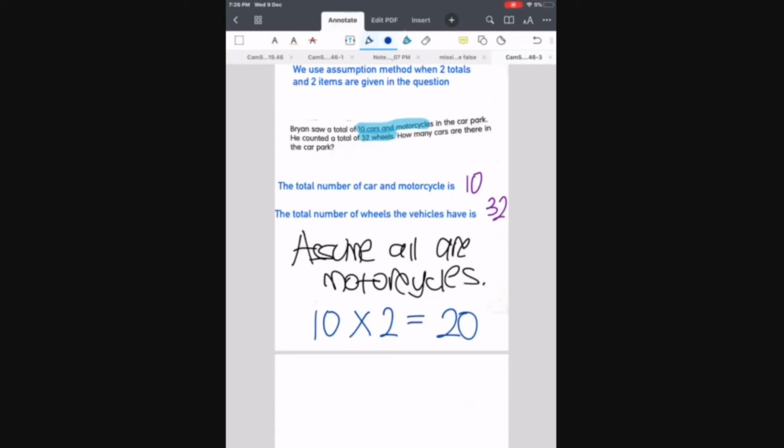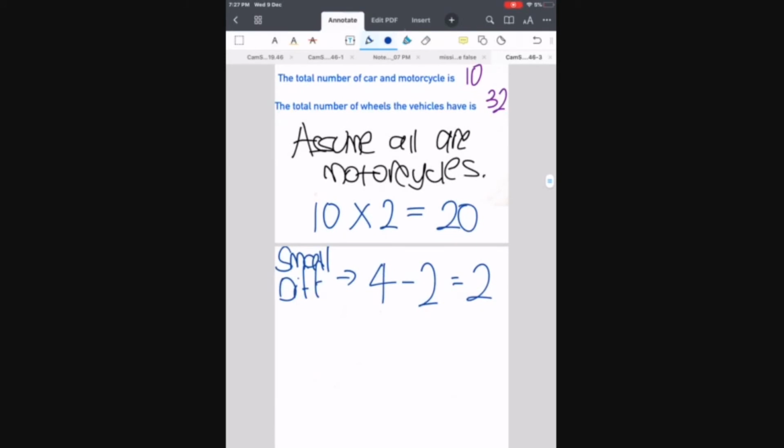Okay, so now we are going to find the difference between the number of wheels of a car and a motorcycle. This is called the small difference. How we find the small difference is finding the difference between the number of wheels in a car and a motorcycle. A car has 4 wheels and a motorcycle has 2 wheels. So after we minus both, we get 2. So this is the difference between the number of wheels of a car and a motorcycle.